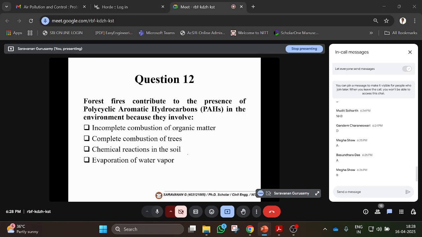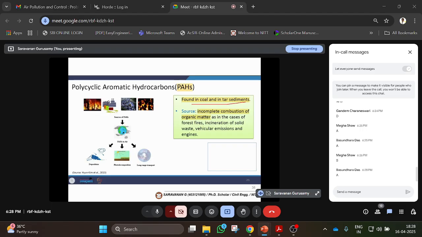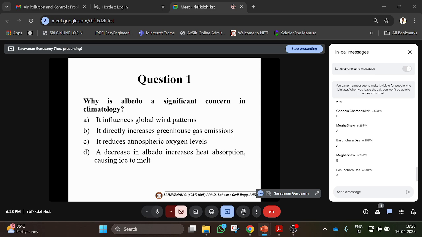Yeah. So 12th question. Forest fire contributes to the presence of PAH in the environment because they involve incomplete combustion of organic matter, complete combustion of trees, chemical reaction in the soil, evaporation of water vapor. So PAH, there are two sources. One is what we have discussed in the third question, and incomplete combustion of organic matter. So both are problem. So here it is again a multiple choice, but only one answer. Found in coal and tar sediments also, the source is also from incomplete combustion of organic matter. Got it? Yeah. So let me go to the second week. If you have any doubt, please unmute and ask. You can also post it in the chat box.